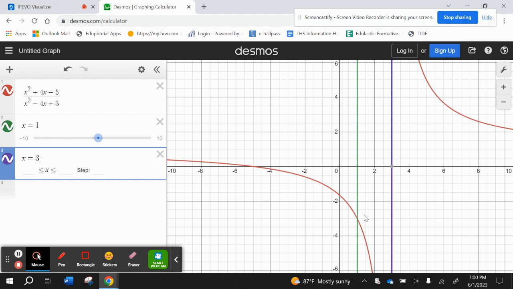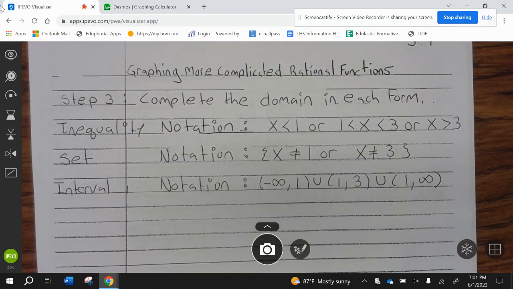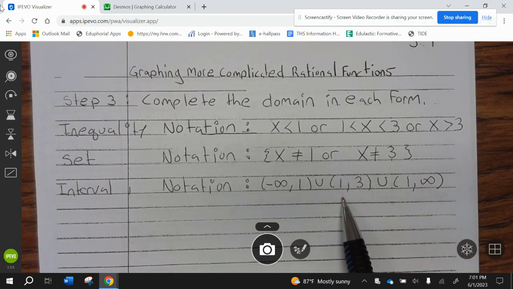So you can see here, this is where your hole is, and this is your asymptote. So you can see that x is less than 1, but then the graph is between 1 and 3, and then it's from x greater than 3. Or you can see that x does not equal 1, x does not equal 3, or it comes from negative infinity to 1, 1 to 3, 3 to infinity. So that graph basically explains this right here. All right, let's take a look at the next example.